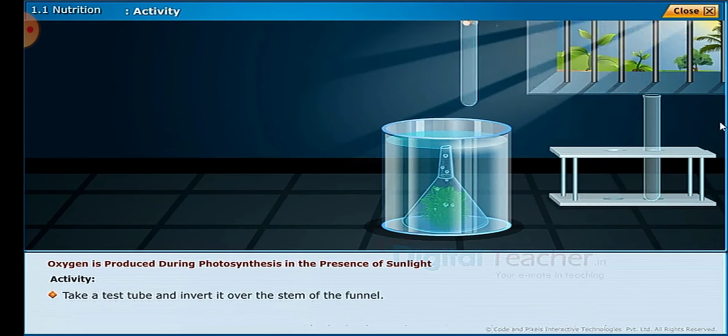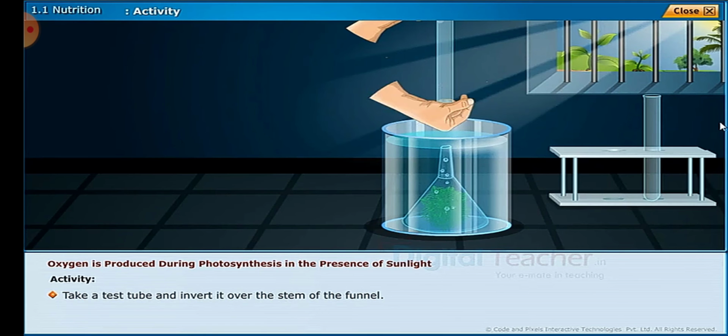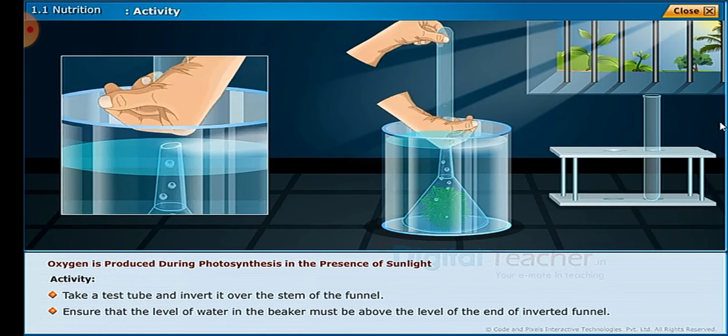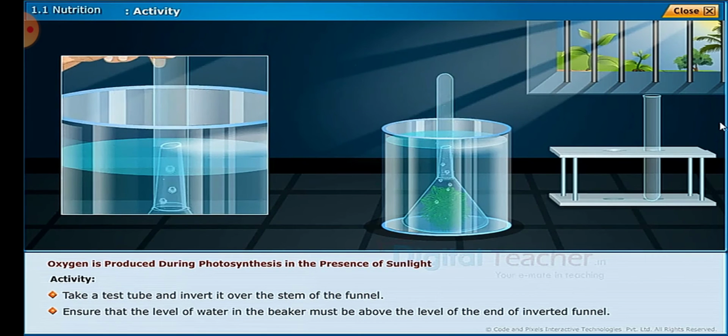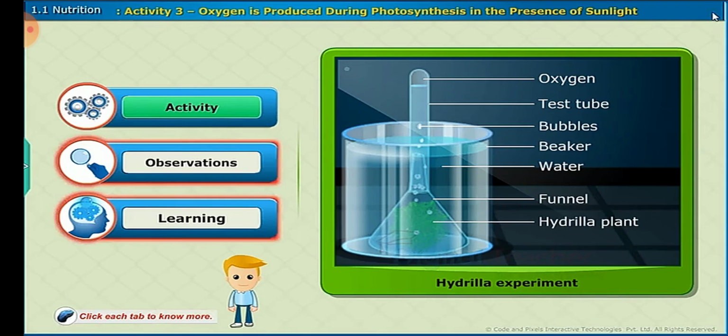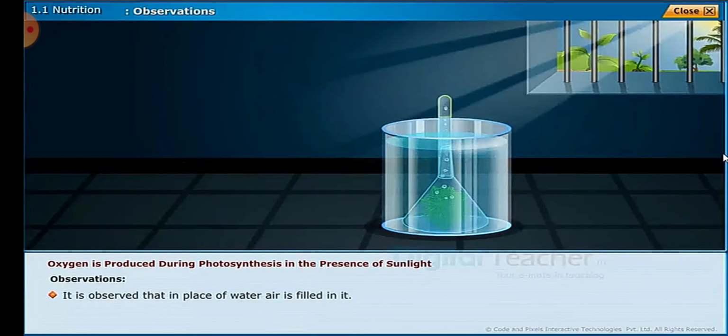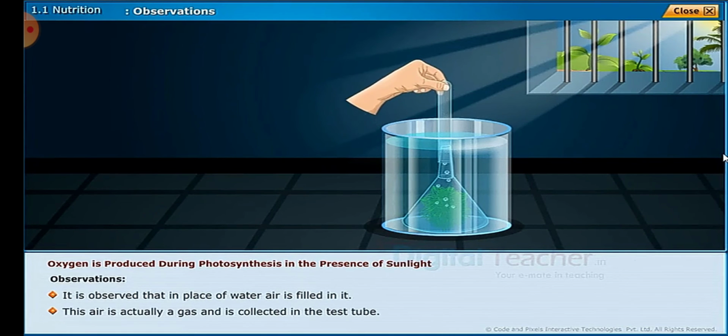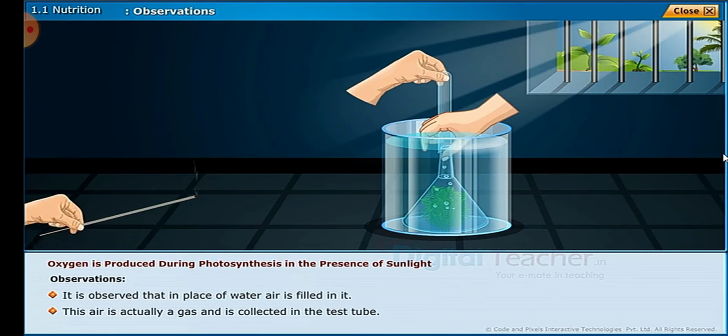Take a test tube and invert it over the stem of the funnel. Ensure that the level of water in the beaker is above the level of the end of the inverted funnel. Place the entire assembly in the sunlight for at least 3 days. It is observed that in place of water, air fills the test tube. This air is actually a gas collected in the test tube.